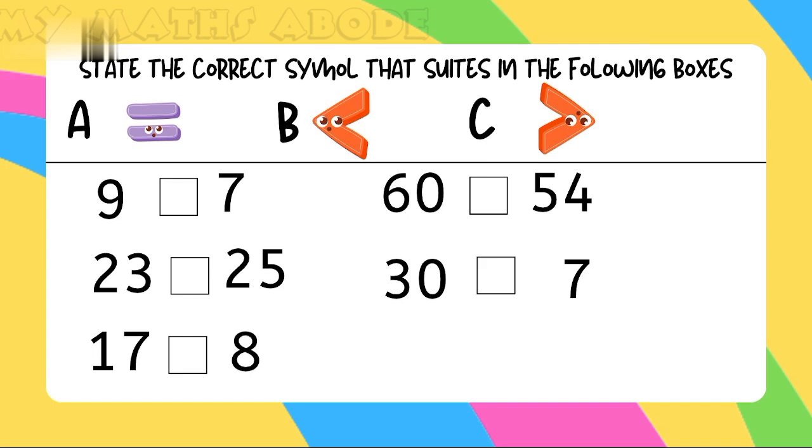Similarly, 23, a box, there we have a 25. So 23 is less than 25. So we're making use of B because if you place B in the box, the arrow part will be facing the 23 and the open end part will be facing the 25. So this is my assessment number 1. This is the easy peasy part of the assessment.